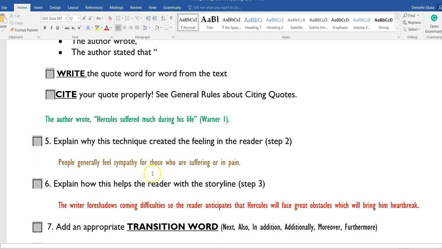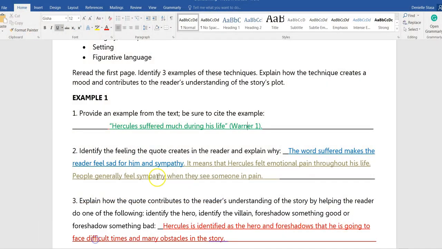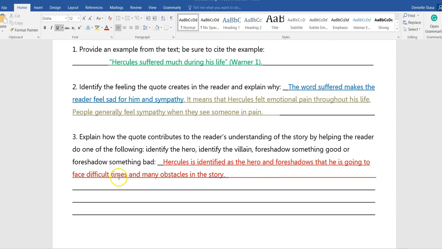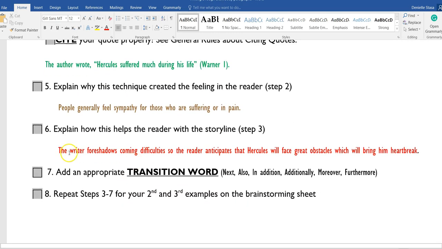And finally, we have to explain how this helps us understand the storyline. How does it contribute to the story? So on our sheet, that was the third thing we did down here, right? We wanted to explain how it contributes to our understanding by helping us with these different areas, identifying the hero, identifying the villain, foreshadowing something good or foreshadowing something bad. And in my answer, I wrote Hercules is identified as the hero, and it foreshadows he's going to face difficult times and many obstacles in the story. So in my paragraph now, I write, the writer foreshadows coming difficulties so the reader anticipates that Hercules will face great obstacles which will bring him heartbreak.